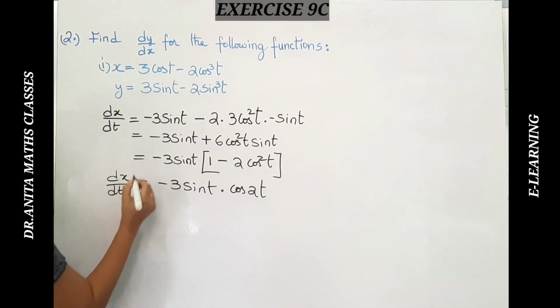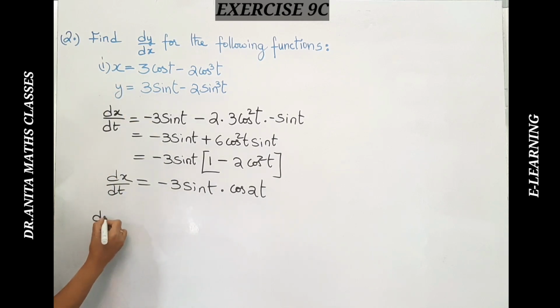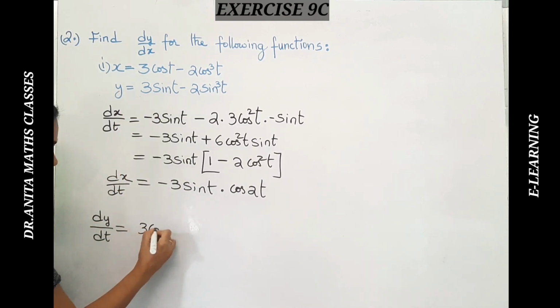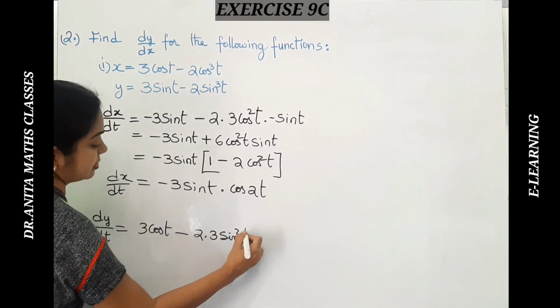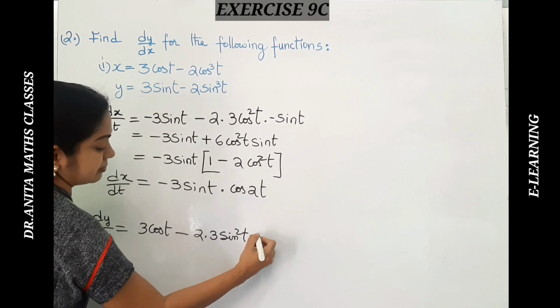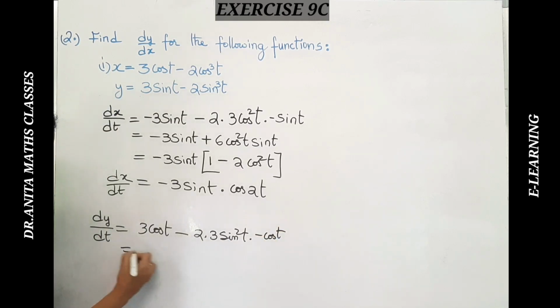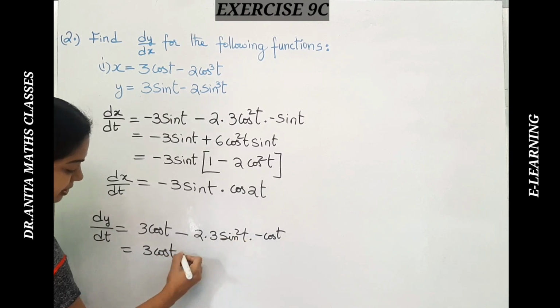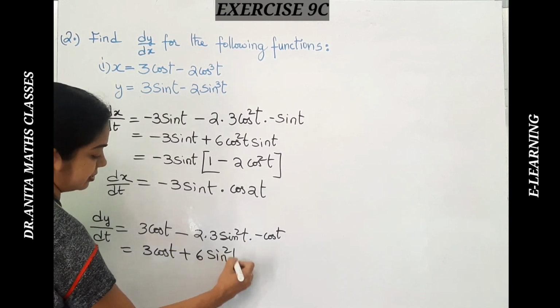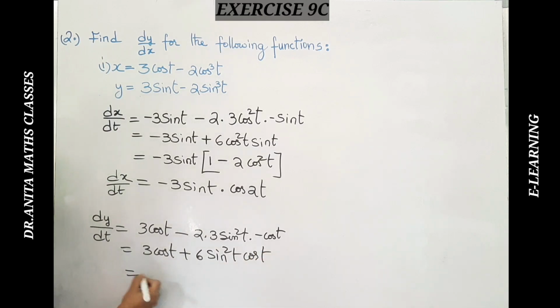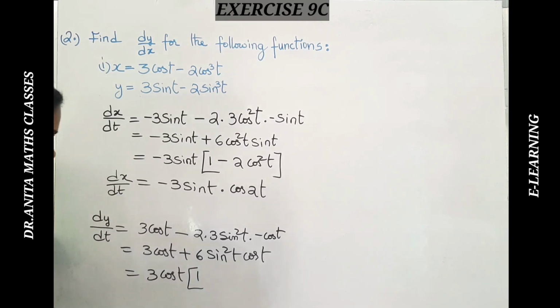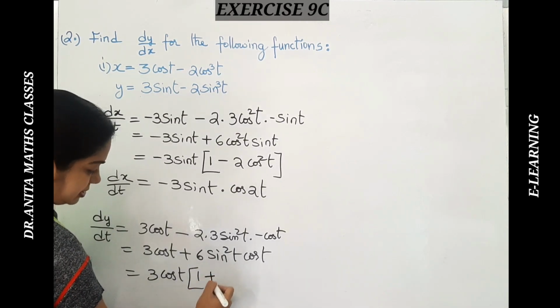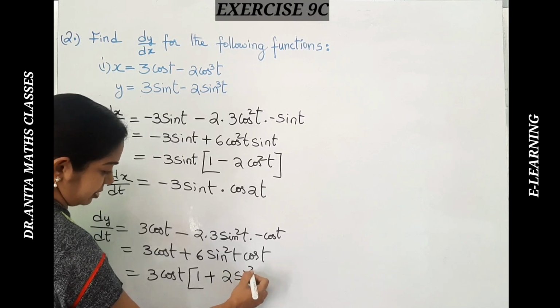Now we will go for the y function. Let us differentiate it with respect to t. Dy by dt is again 3 cos t, minus 2 into 3 sin square t, and again the chain rule of sin t gives cos t. So this comes to 3 cos t plus 6 sin square t cos t. Here we can take 3 cos t common, so that comes to 1 plus 2 sin square t.